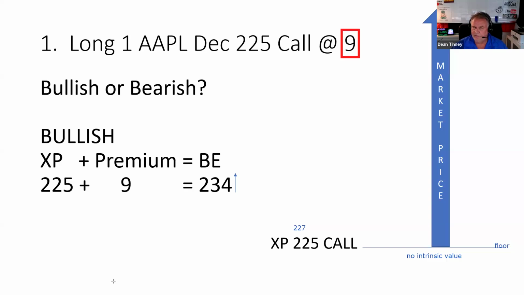Now, there's another way they could have said this on the test. Instead of saying your customer goes long, one Apple December 225 call at 9 when Apple's at 227, they could have said your customer buys one Apple December 225 call at 9. They could have said your customer is the holder of one Apple December 225 call at 9. They could have said your customer did an opening purchase of one Apple December 225 call at 9. What will they say on your exam? Whatever you're not prepared for.